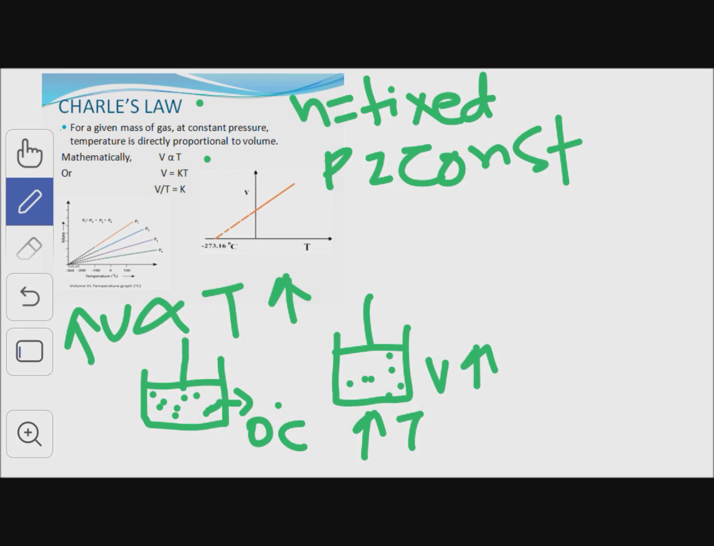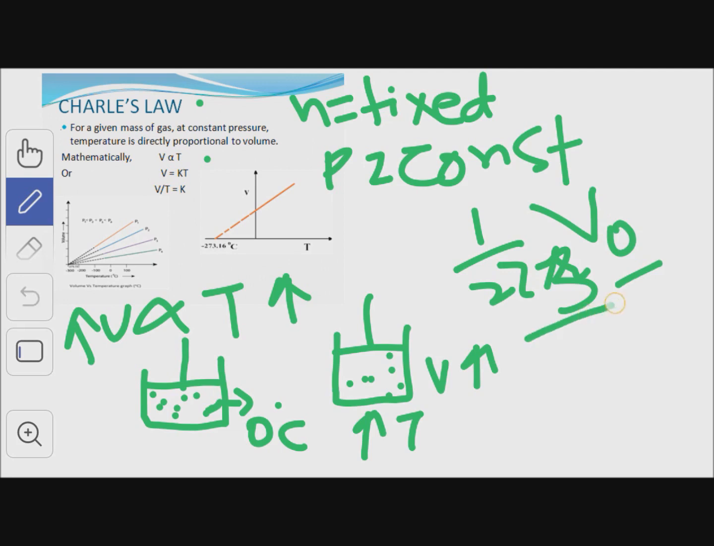Or in other words, at constant pressure, the volume of the gas increases with every 1 degree rise in temperature, and it is equal to 1 by 273rd of the initial volume. Suppose the initial volume is V naught. For every 1 degree rise in temperature, the increase in volume is V naught by 273.